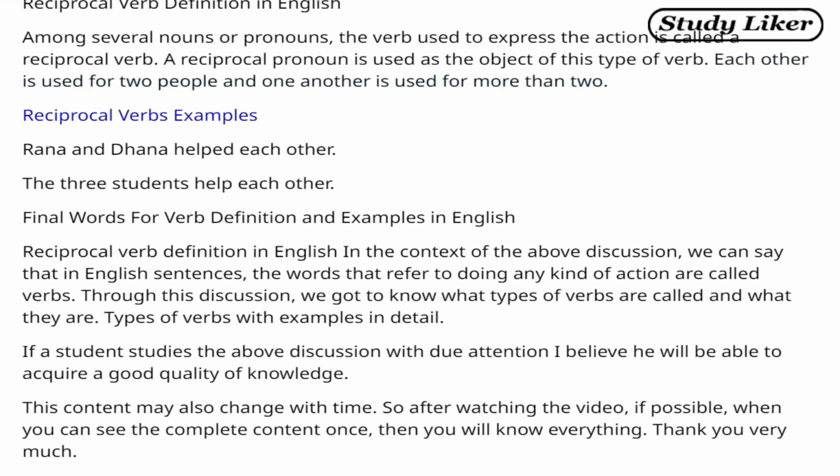Reciprocal verbs examples. Rana and Donna helped each other. The 3 students help each other.